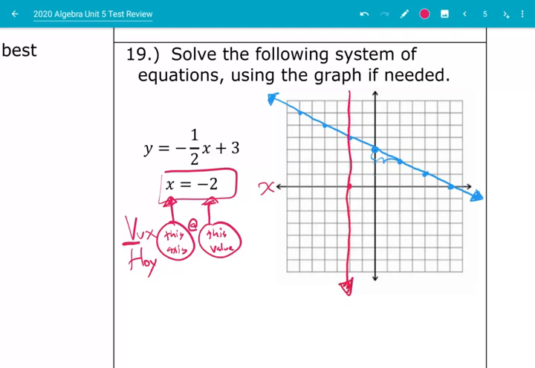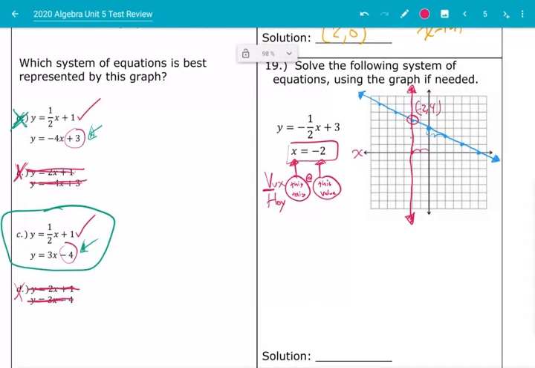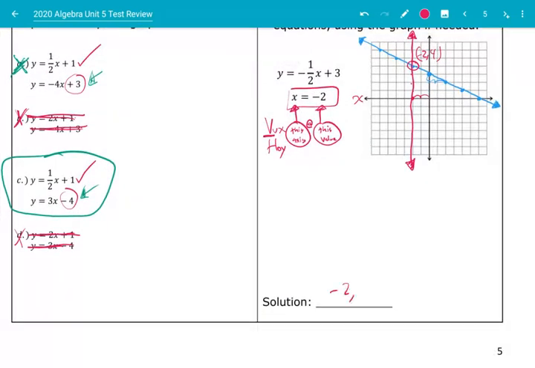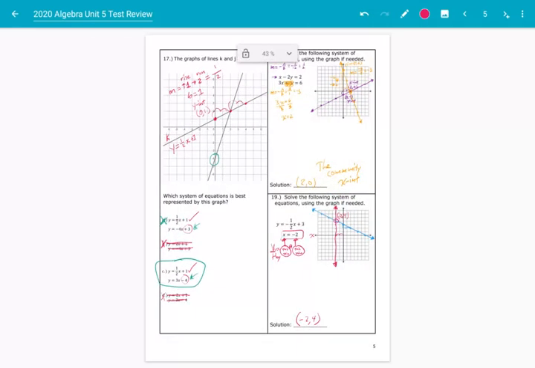That's oh so straight. And it crosses right there, which is, let's see, 1, 2, 3, 4. That is minus 2, 4. And that is the solution. Minus 2, comma 4. All right. There we have it.